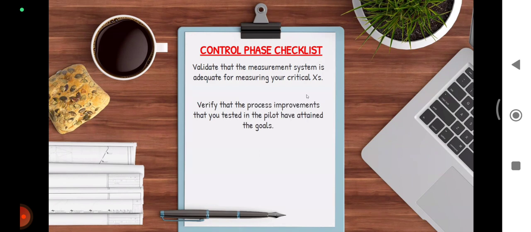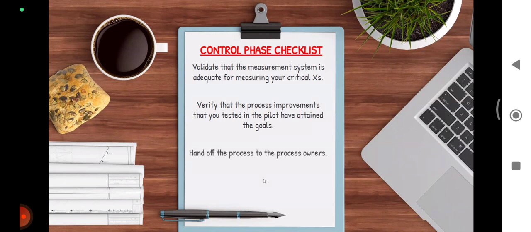After that, if your critical X's are being controlled, you now have to verify the process improvements. At this point, you have to measure the capability. How good is the process now? What are the improvements? What is the new Z-score? What is the new defects per million opportunities, and basically the percentage yield?